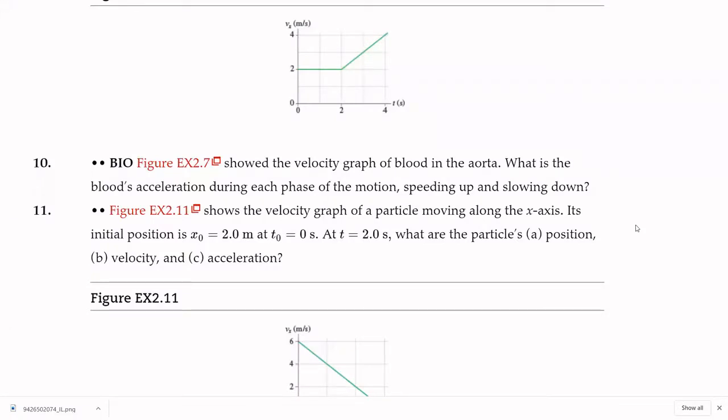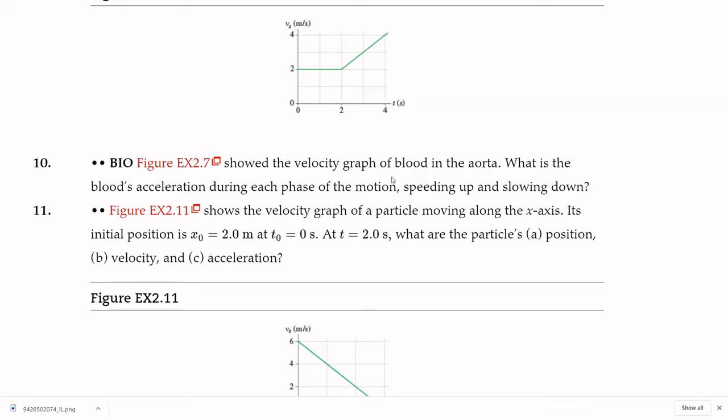Next up is number 10 from chapter 2. As with many of these exercises, it refers to a graph that was presented in an earlier problem. So they're telling us to go back to problem 2.7 and look at the diagram for that one. And in this case, we're supposed to interpret the graph as a plot of blood velocity versus time.